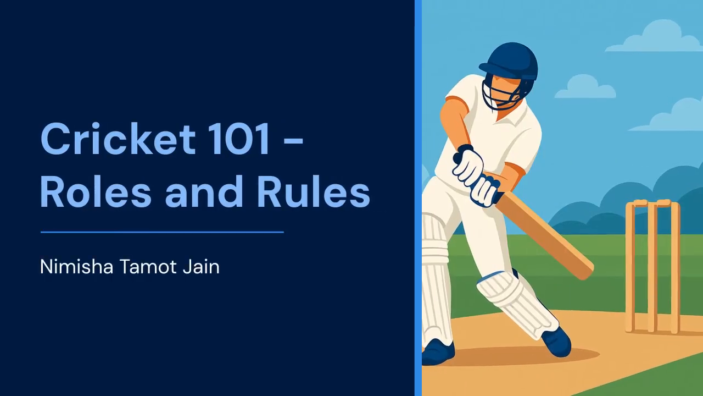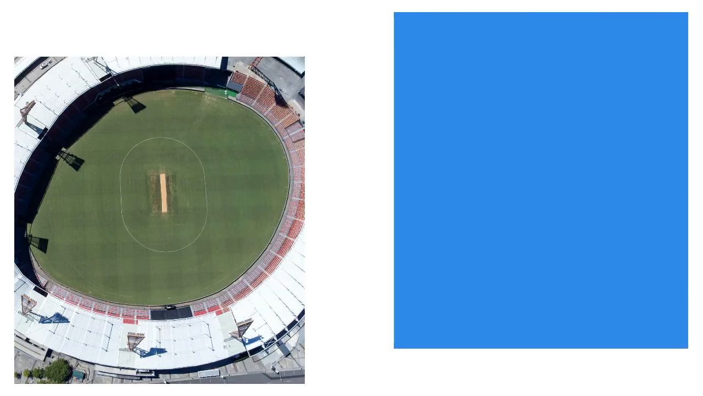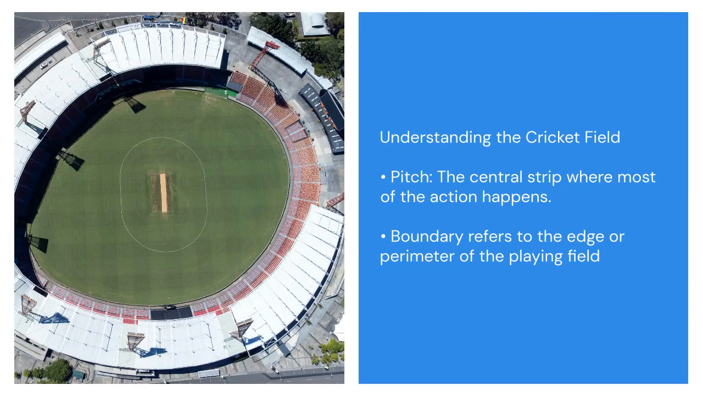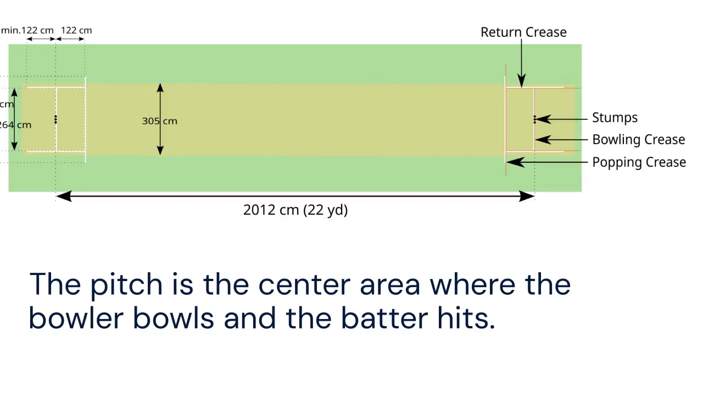Welcome. Let's explore the roles and rules of cricket. Cricket is played on an oval field with a rectangular pitch in the center. The pitch is where most of the action happens. The pitch is a 22-yard strip where the bowler delivers the ball and the batter tries to score runs.